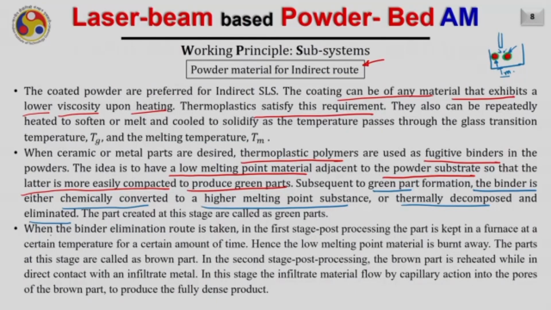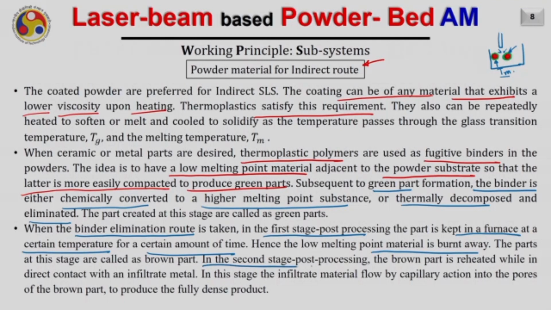So, like I said, the binder elimination route is more preferable, and if it is taken in the first stage of the post processing, the part is kept in a furnace at a certain temperature for a certain amount of time. Hence, the low melting point material is burned away. The part at this stage is called the brown part.